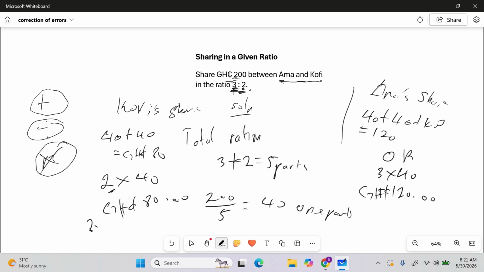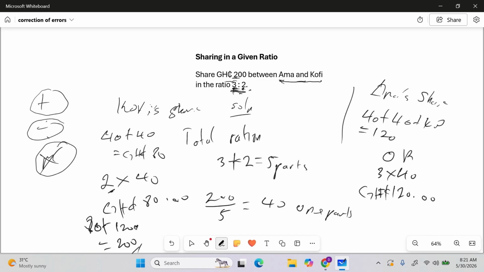So 80 plus 80 plus 120. When you add 80 to 120 cedis, you get 200 cedis. So you see that it's equal to the total amount shared. So I will give Kofi only 240 cedis. I will give Amma 340 cedis. I hope it's clear, right?